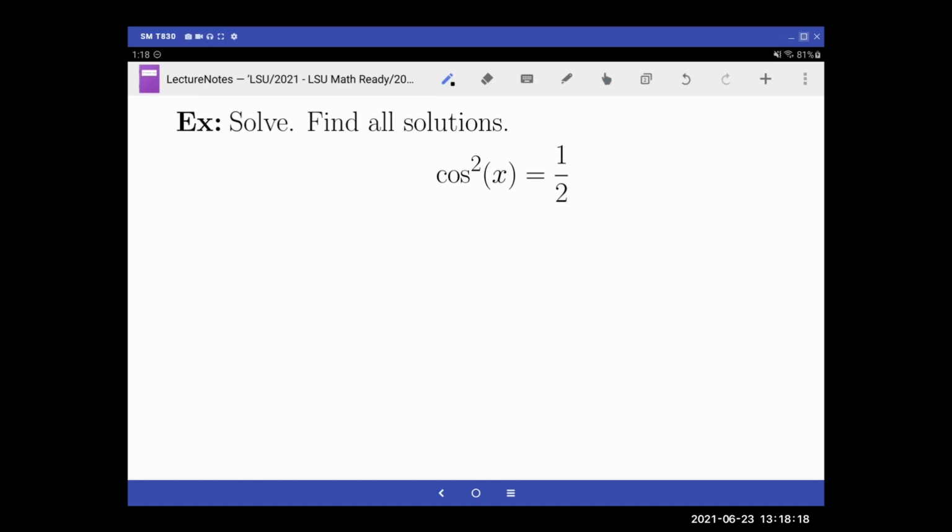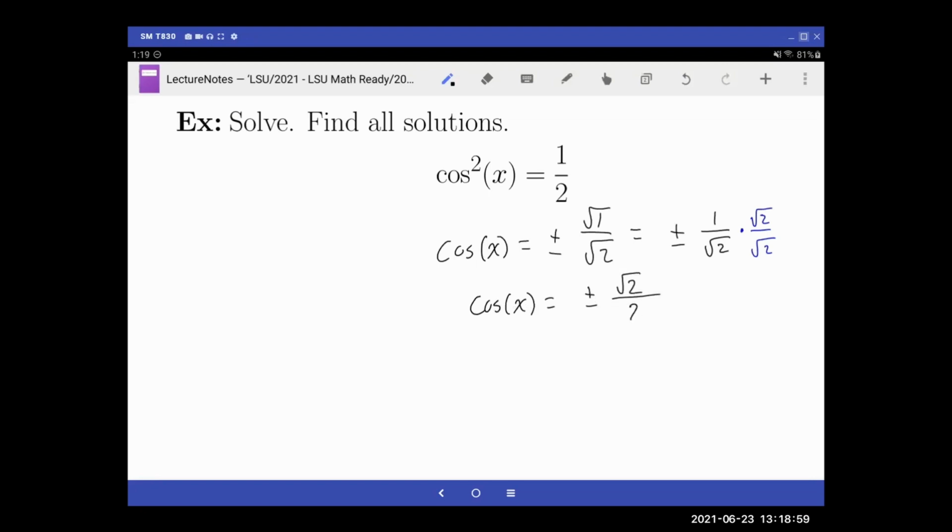Okay, let's solve this one. Cosine squared of x is equal to 1/2. Obviously I want to get cosine by itself, so I'll use the square root property. I can do that here. So cosine of x is equal to the positive and negative square root of 1/2, or the positive and negative square root of 1 over the square root of 2, which happens to be positive and negative 1 over the square root of 2. And I can't leave that square root of 2 in the bottom here, it's considered improper, so I'll multiply the top and the bottom by the square root of 2. And what does that give me? Square root of 2 on top, 2 on the bottom.